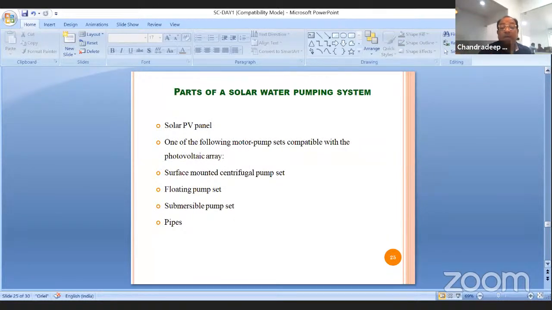Parts: as I said, for the solar power plant it is module, inverter, mounting structure, balance of system. For the pumping system, we need solar PV panel, one of the following motor pump sets compatible with the photovoltaic array, whether it is a surface mounted centrifugal pump, floating pump, or submersible pump, and also we need pipes.